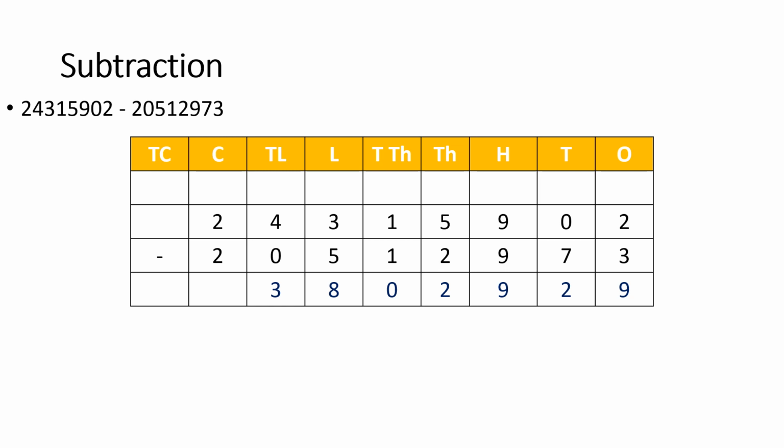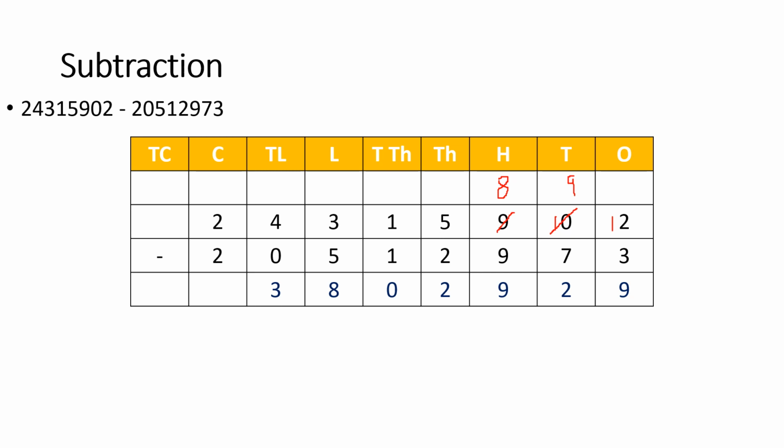Just see here, 2 minus 3. We know that 2 is less than 3. That's why we will borrow from here, but it is 0. So we will borrow from this number. It will be 8, and this will be 10. Now we can borrow from this 10. It will be 9, and here it will be 12. So 12 minus 3 equals 9. 9 minus 7 equals 2.